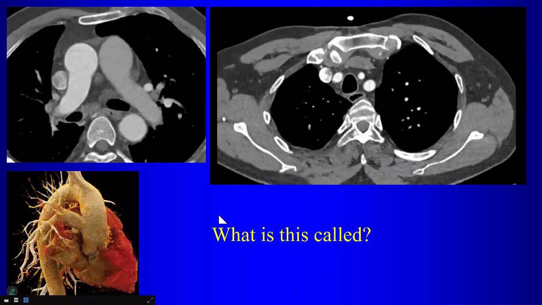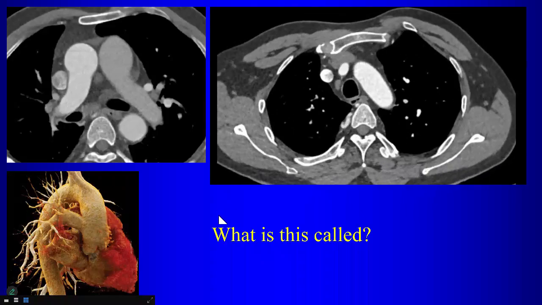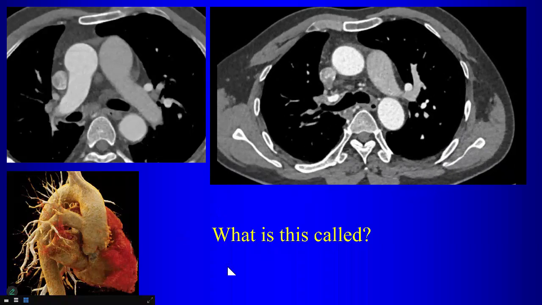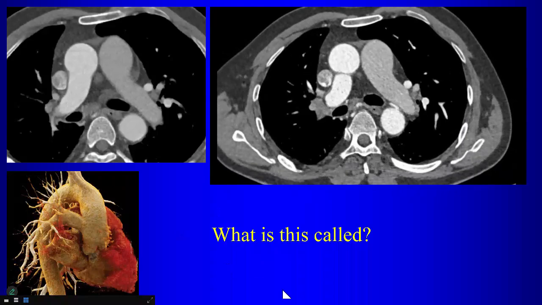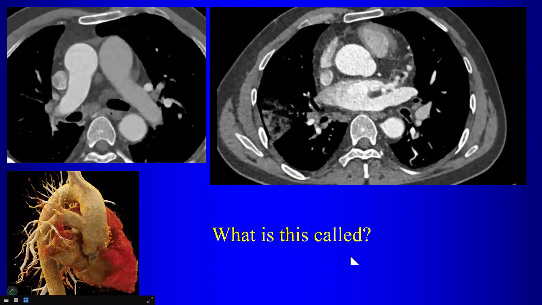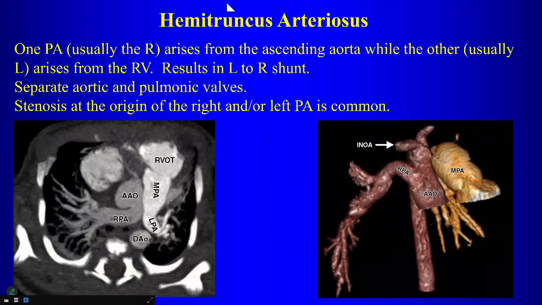What is this called? Remember, if both pulmonary arteries were coming off the aorta, we called it truncus. But if only one pulmonary artery is coming off the aorta, this is actually called hemitruncus. Hemitruncus arteriosus, right? When one pulmonary artery comes off the aorta, so the left pulmonary artery arises from the right ventricle here. Okay, so this also gives you a left to right shunt. Separate aorta and pulmonic valves, as opposed to truncus arteriosus.